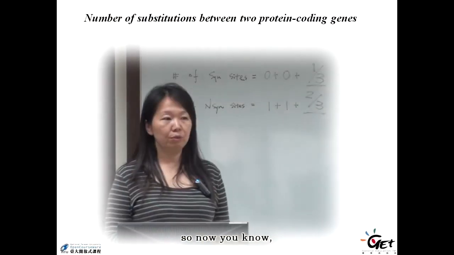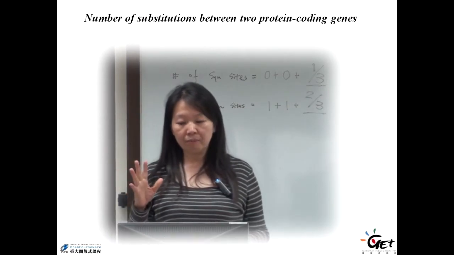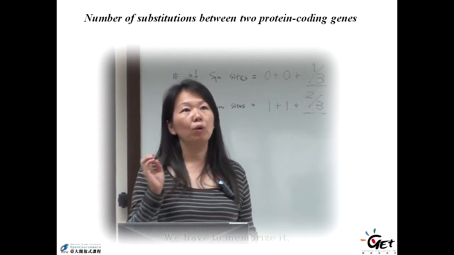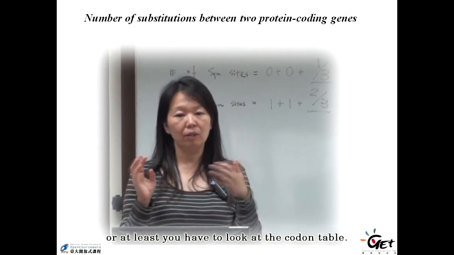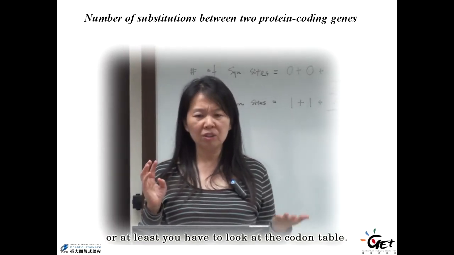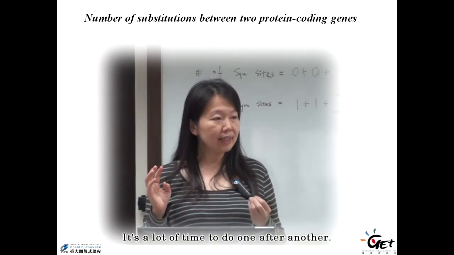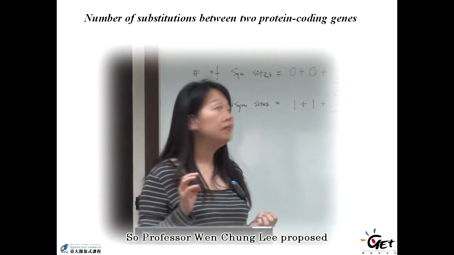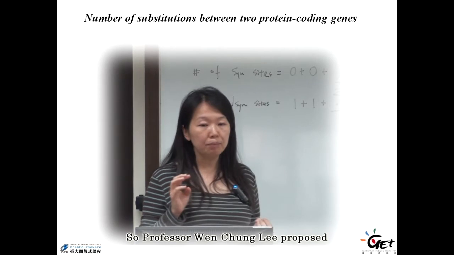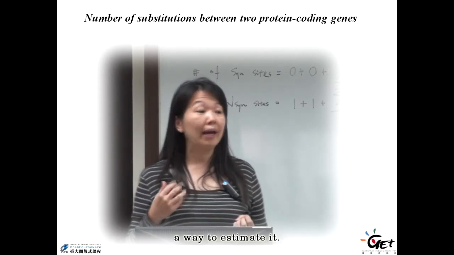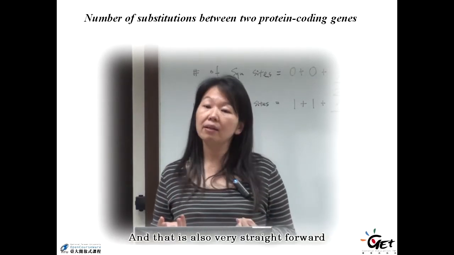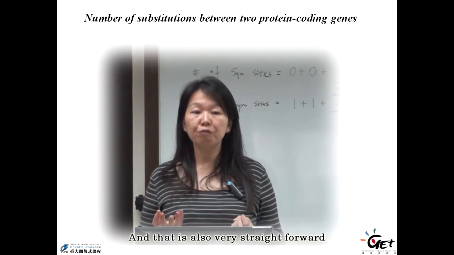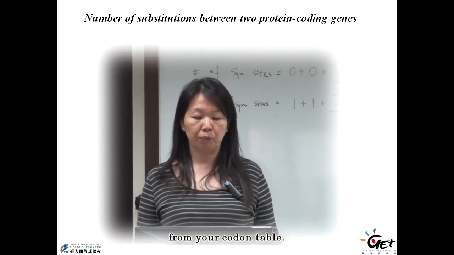So now, with the counting method, we have to know the codon table. We have to memorize it, or at least look at the codon table. It takes a lot of time to do one after another. So Professor Wenxiong Li proposed a way to estimate it, and that is also very straightforward from your codon table.